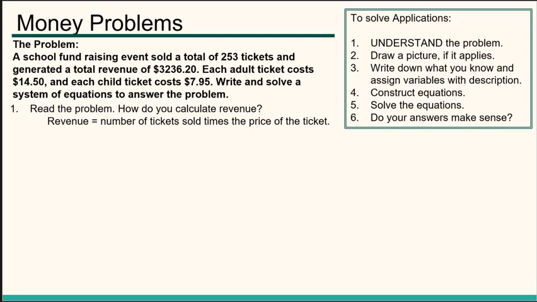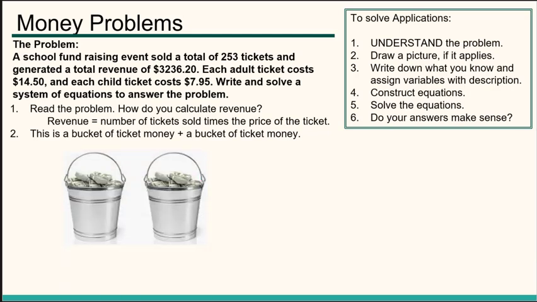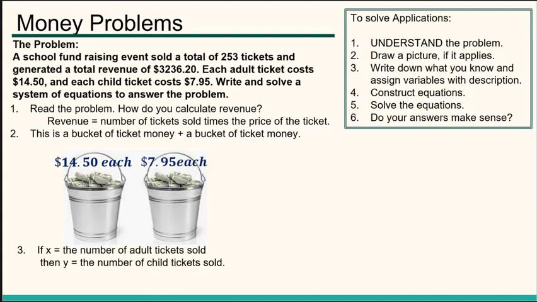Revenue is the number of tickets sold times the price of the ticket. It's just a bucket of ticket money plus a bucket of ticket money. So there's my buckets of money. Those are at $14.50 each. These are at $7.95 each. Let's let X be the number of adult tickets sold and Y the number of child tickets sold. So X and Y each go on their buckets.